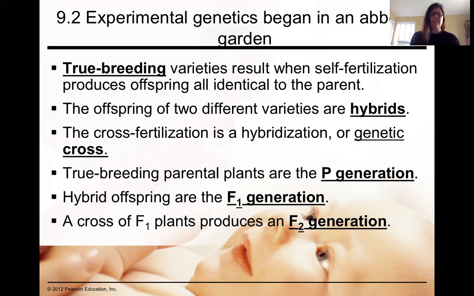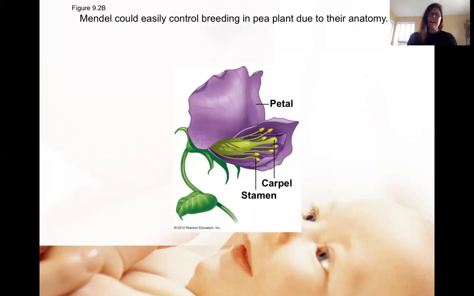We have that F1. When we cross the F1s, we then will get to our F2s, which would be like the grandkids. So first, when we talk about a little bit of anatomy of a flower, which is pretty easy to look at, what we know here is that we have the petals, we have the receptacle here, and then we have our sepals here. But this is a flower, what we would call a complete flower, and it has both male and female parts.